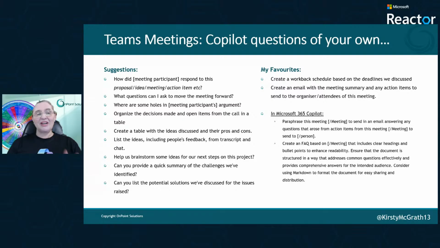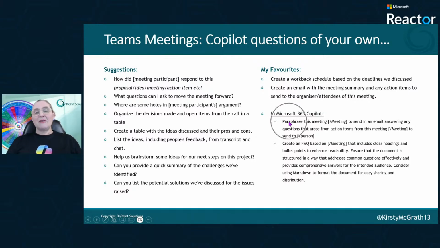There are others in here, some really good ideas. The ones that are my favorite, though, and I'm going to show you where I've used this recently, are: create a workback schedule based on deadlines that we discussed. It'll put it into a bit of a table for you with timings of when you need to have it before a particular date. And also create an email with the meeting summary of any action items to send to the organizer or attendee of this meeting. So it creates an email for me. These are some of my favorites.